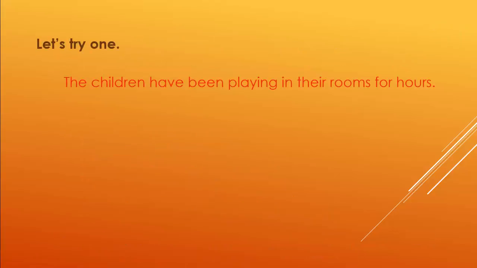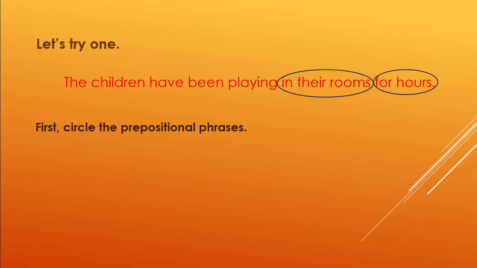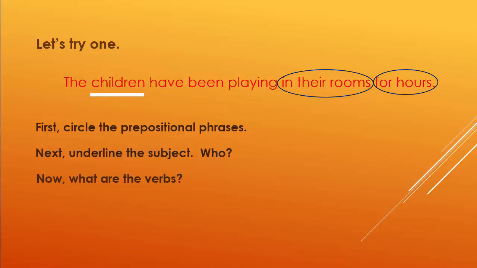Let's try one. The children have been playing in their rooms for hours. First, circle the prepositional phrases. Next, underline the subject, who. Now, what are the verbs? Have been playing. Helping verb, main verb.